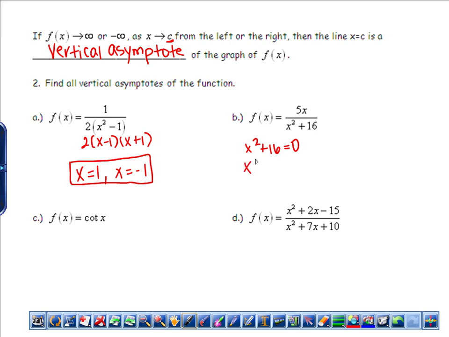But here I get x squared equals -16, and you could have predicted that this is a dead end here. There are no real numbers that make this happen. So there are no vertical asymptotes. You can have a rational graph with no vertical asymptotes. It happens. All right, now cotangent.